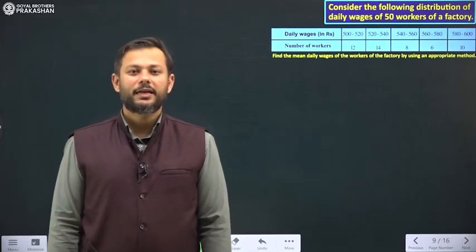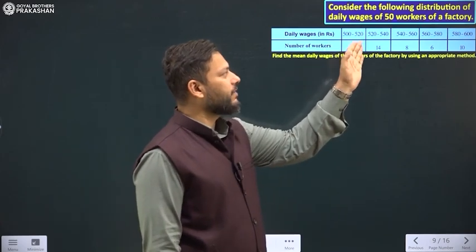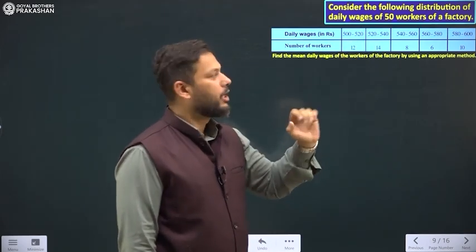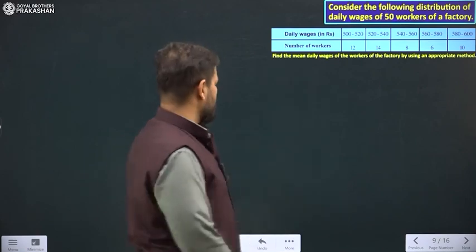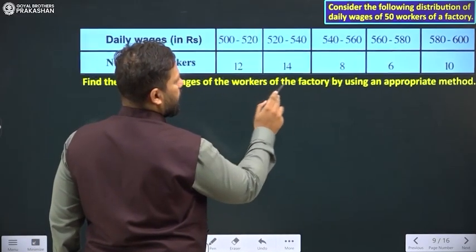Hello dear students, let us have a look at this problem. Consider the following distribution of daily wages of 50 workers of a factory. So this table, if I analyze it, let us just zoom it a little bit. Let us analyze it. What is being given?